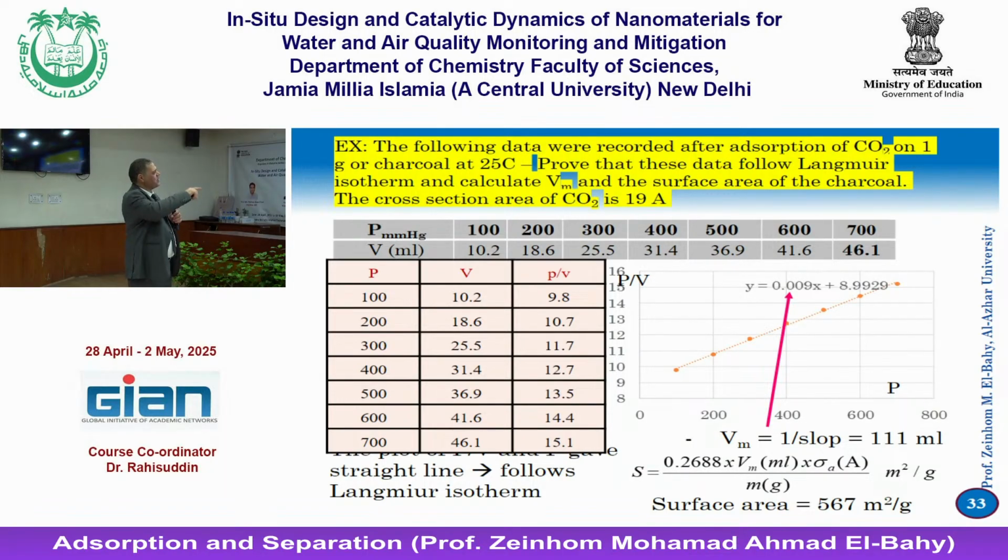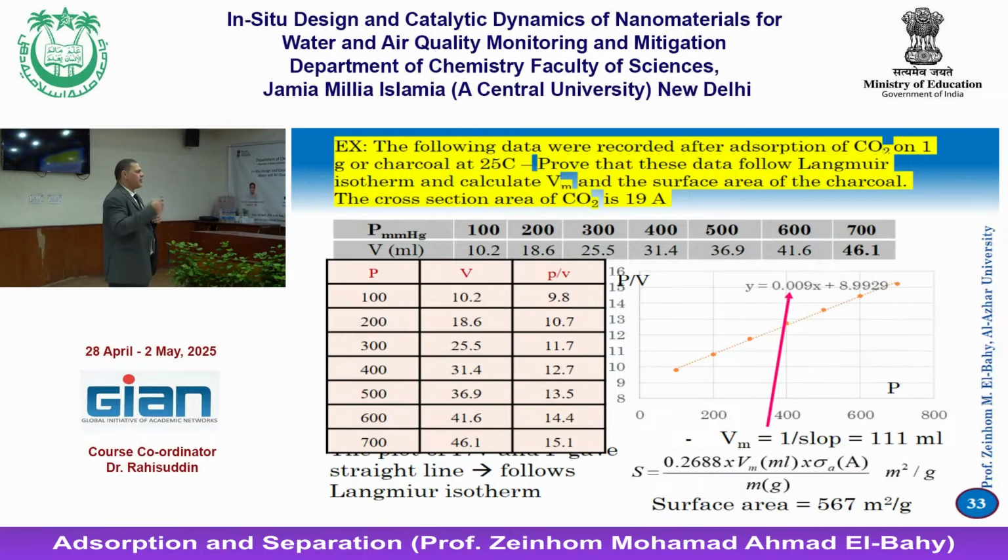P gives you different values of P and the volume V at different P values. So this is P, this is V, and to apply Langmuir, we just divide P over V, like in this table, and then plot P against P over V. It gives you a straight line. The slope is, if you remember, 1 over Vm, so Vm equals 111 milliliter.